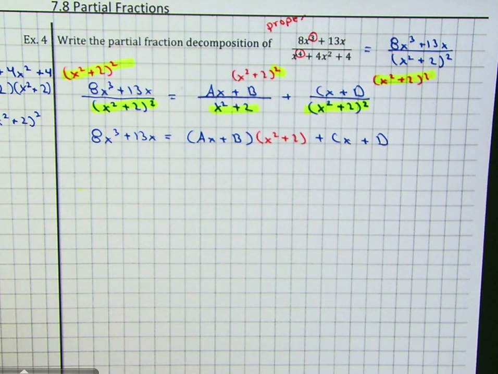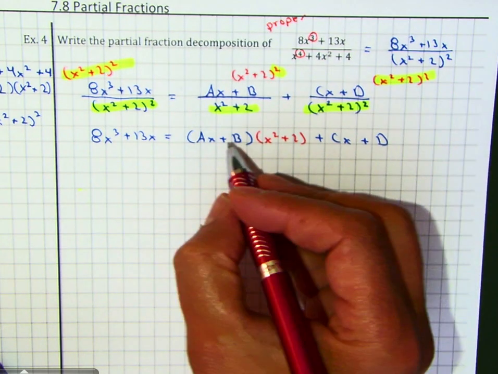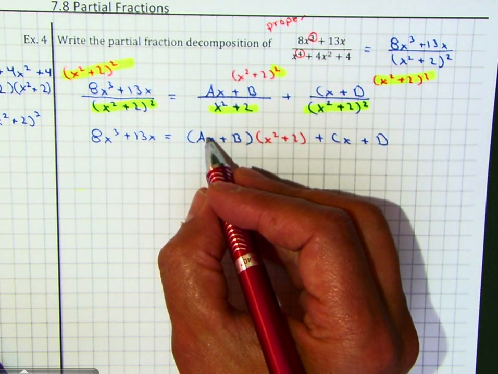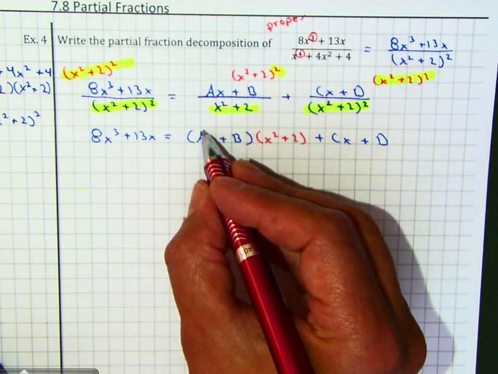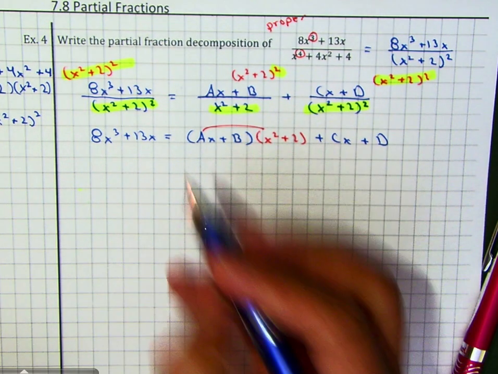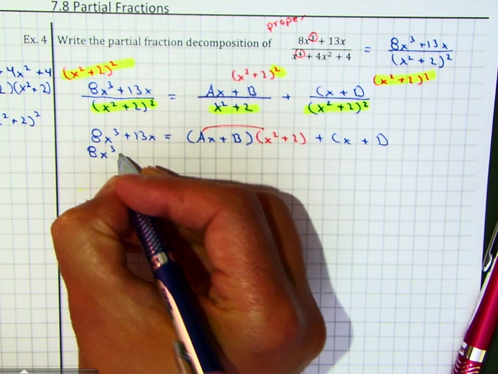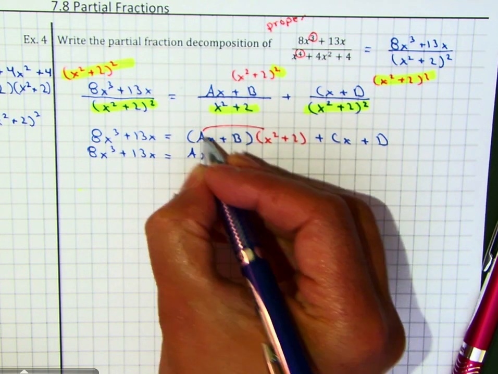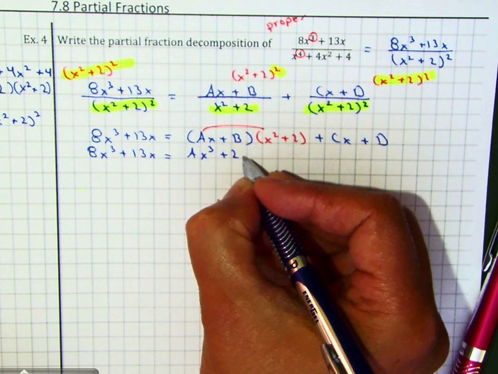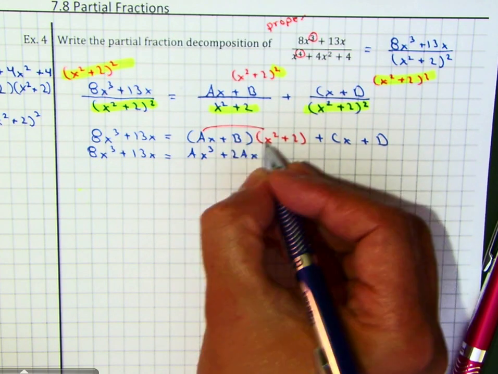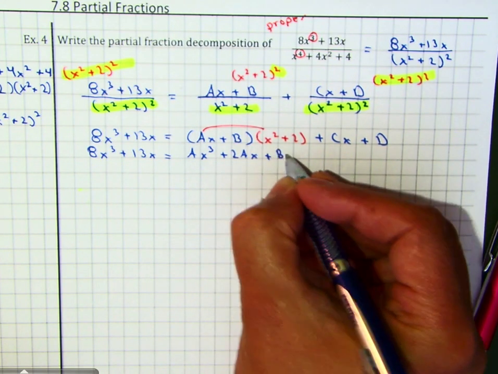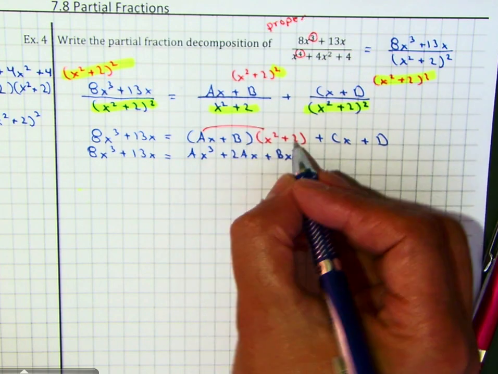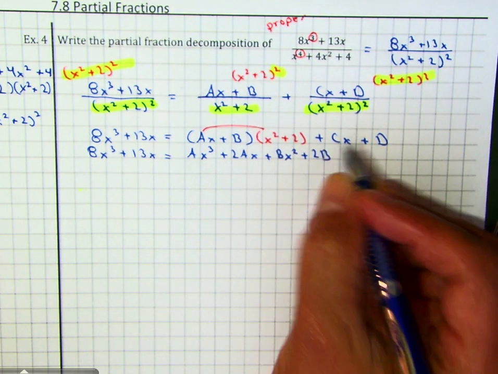And now I can group them together. I can multiply this out, and I end up with ax to the third plus 2ax plus bx squared plus 2b.